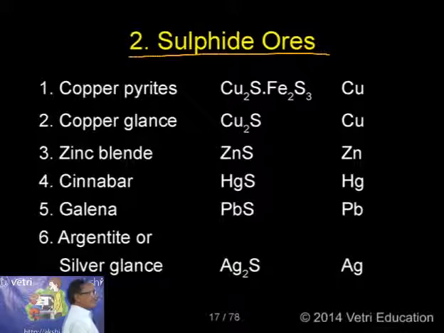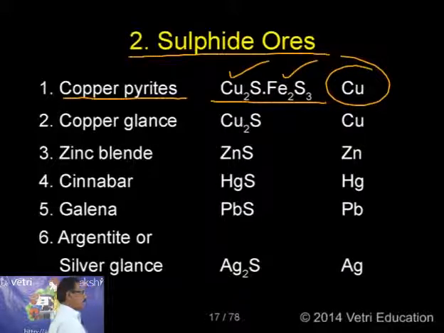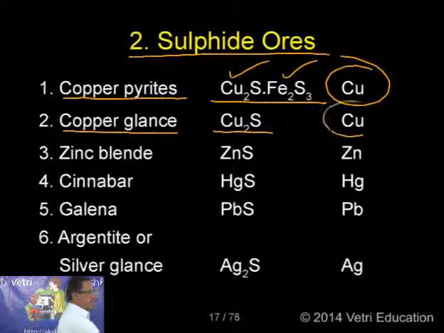Second one, sulfide ores. Under the sulfide ores, number 1, copper pyrites, having the molecular formula, a mixture of two compounds, Cu2S and Fe2S3. And mainly from this we are extracting copper. So it's a sulfide ore. Number 2, copper glance, molecular formula Cu2S, and the metal is copper again. So we are extracting copper again from copper glance.